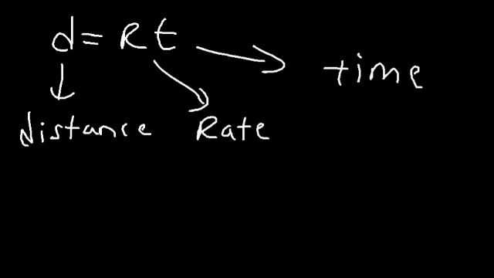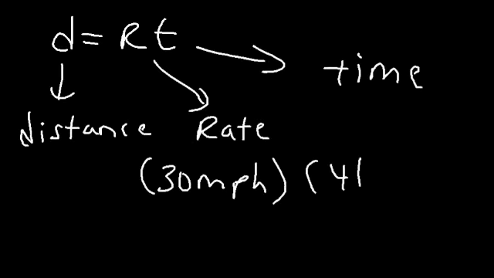So let's say you have a car going at 30 miles per hour. What distance will it travel in 4 hours? If a car is moving at 30 miles per hour, what that means is that in 1 hour, it's going to travel a distance of 30 miles. So in 4 hours, it's going to cover a distance of 120 miles. And that's the idea between distance, rate, and time.